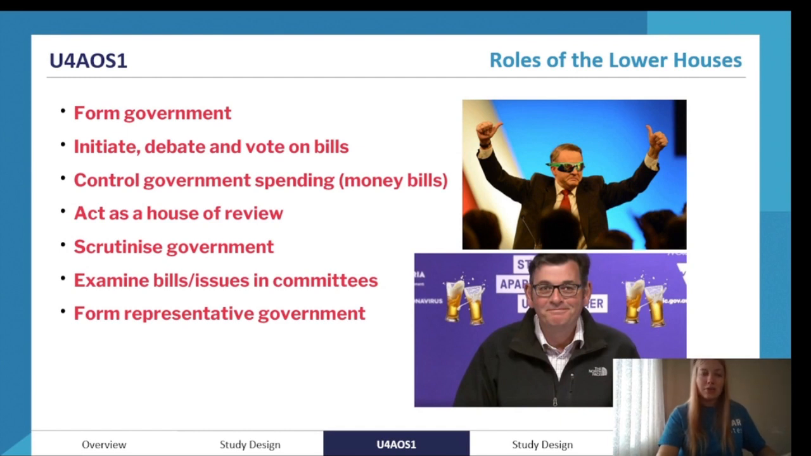So the lower house can scrutinize government, so can the Senate, and they can examine bills and issues in parliamentary committees. You'll learn about this later on, but we can investigate laws before we pass them, and public approval for those laws, whether the public really wants them or not, and how effective they're likely to be, by the government initiating an investigation, and really a couple types of investigations into them.